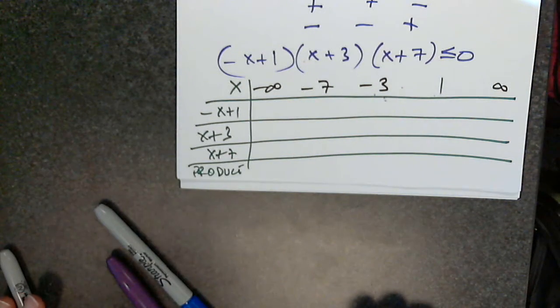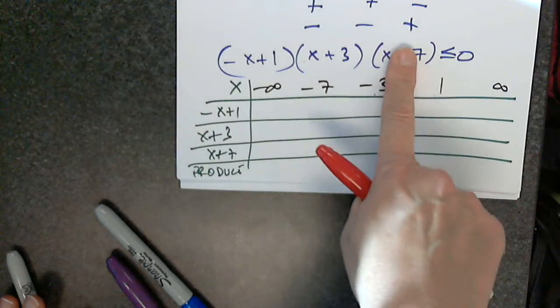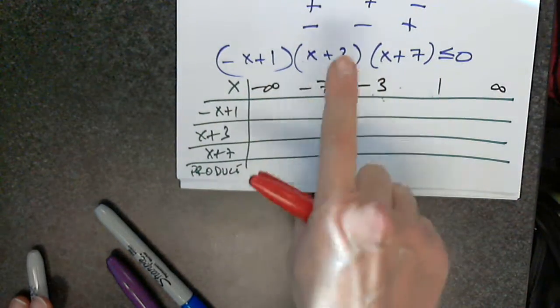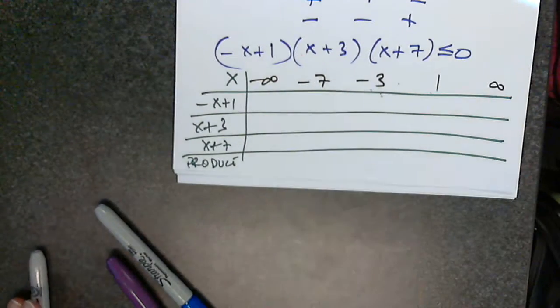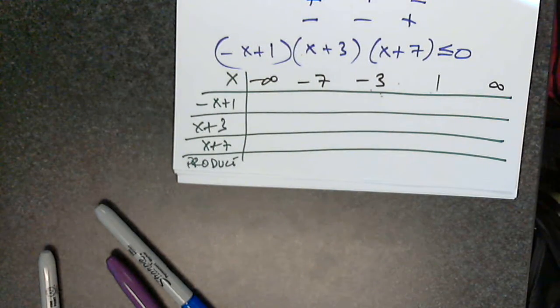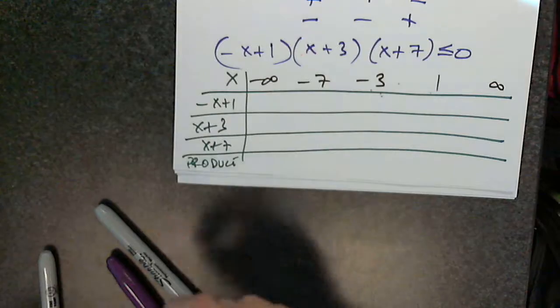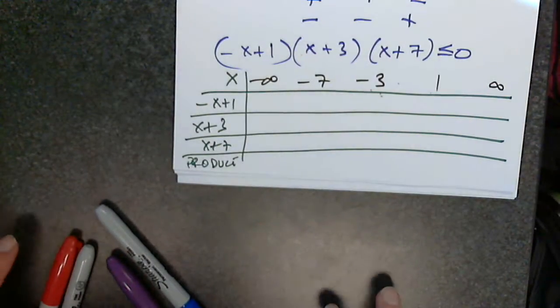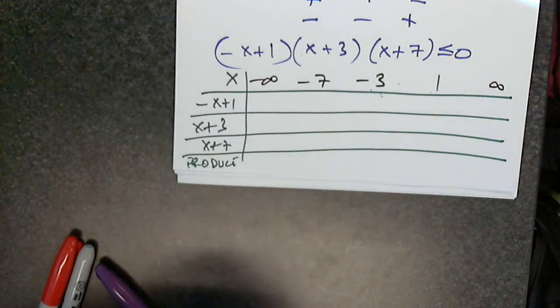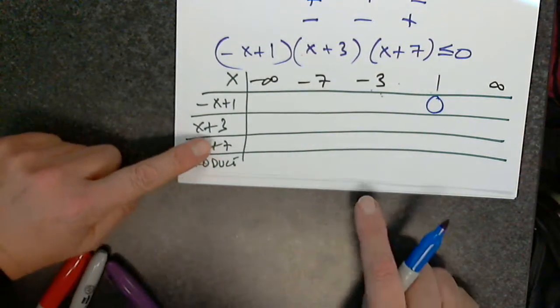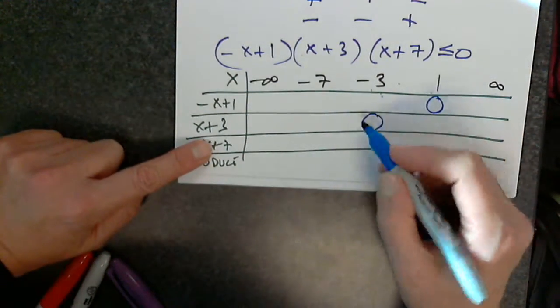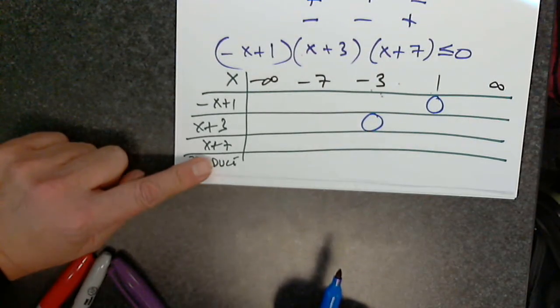X plus 7 is 0 when x is negative 7. X plus 3 is 0 when x is negative 3. Negative x plus 1 is 0 when x is 1. Now there is a 0 in the row for negative x plus 1. Where will I write it? Good. There is a 0 for x plus 3 under negative 3. There is a 0 for x plus 7 under negative 7.